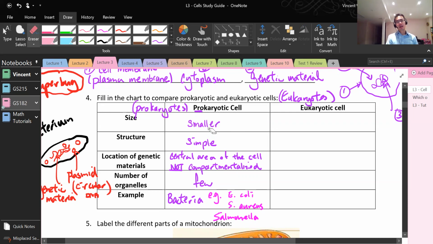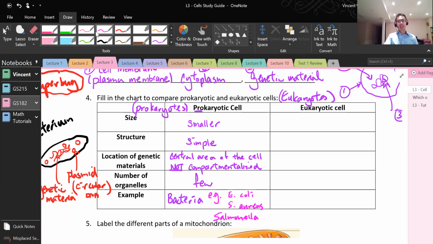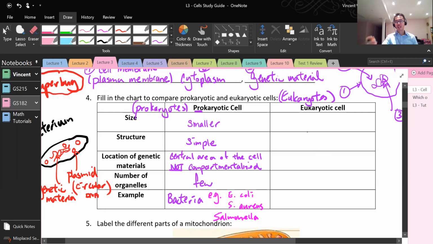Anyways, these are examples of prokaryotic cells. Just because they're smaller and simpler doesn't mean they don't pack a punch, right? If you get infected by bacteria, it could sometimes kill you. Flesh-eating bacteria, right? You might have heard of that before.